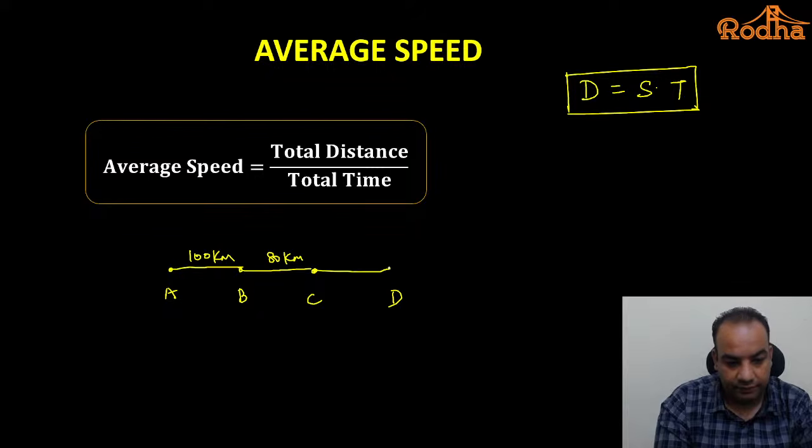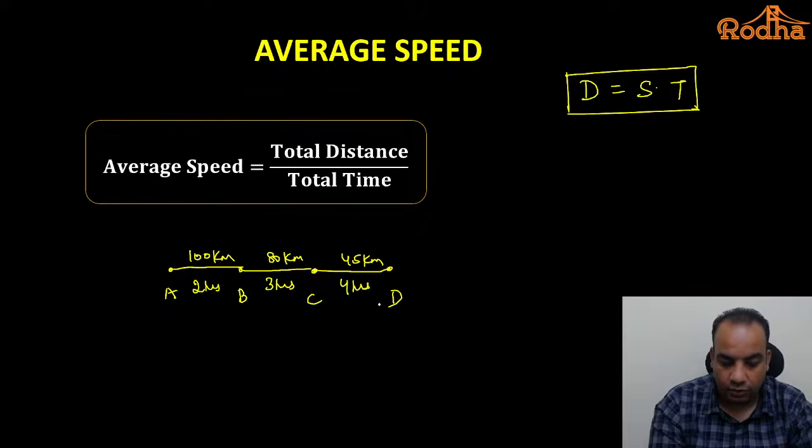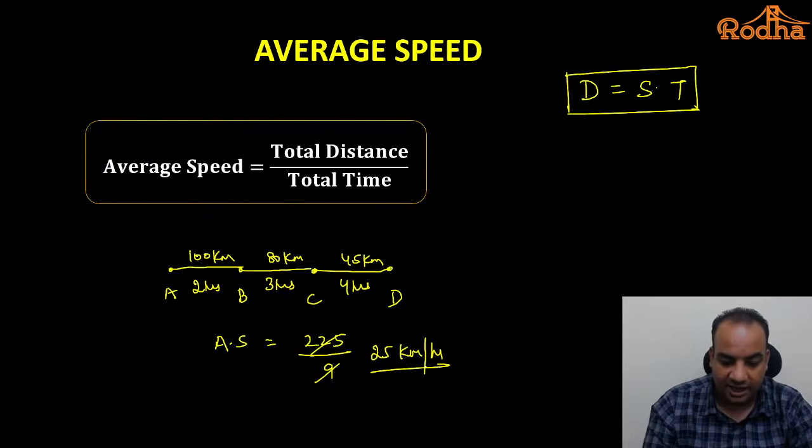Now, suppose the time taken from A to B is 2 hours, from B to C is 3 hours, and from C to D is 4 hours. The question is: find the average speed. Average speed is total distance, 100 plus 80 plus 45, that is 225, upon total time, that is 9 hours. If you solve this, you will get 25 km per hour. This is the average speed.